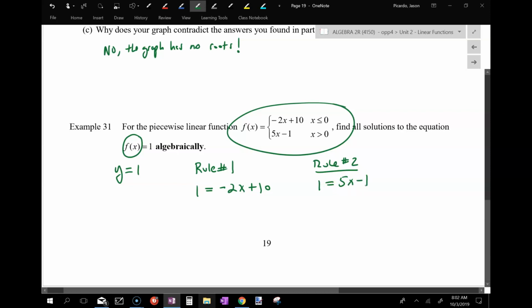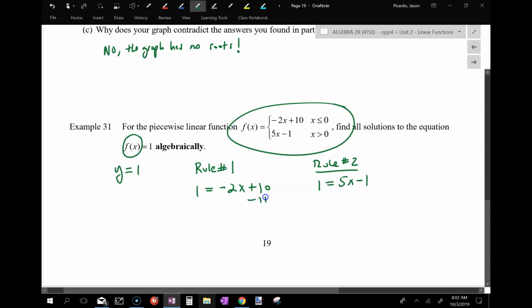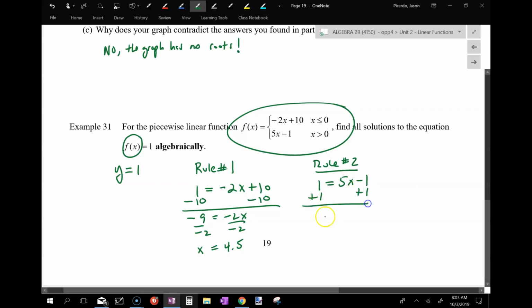Now what's going to happen here? I'm going to get two solutions, right? But then I have to determine if those two solutions fit within the domain of the rule. So subtract the 10. Get negative 9. Divide by negative 2. And that means I have a possible answer of 4.5. Maybe. We'll see. Add the 1. Divide by 5. And here I have a possible answer of 2/5. 2/5 is the same as 0.4.